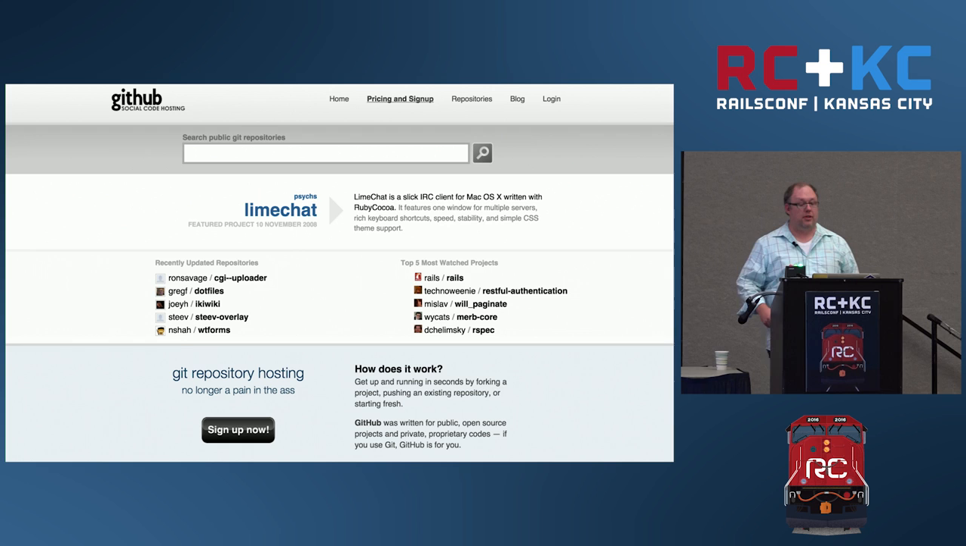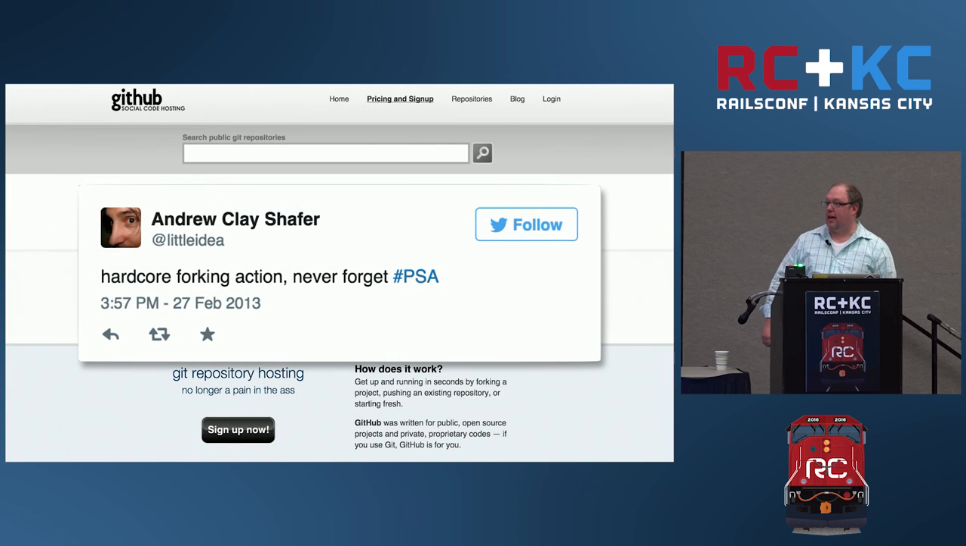GitHub got their start using Rails around this time. You gotta love a service that launches with the promise, no longer a pain in the ass. I think that's a good pitch. Hardcore forking action, never forget.